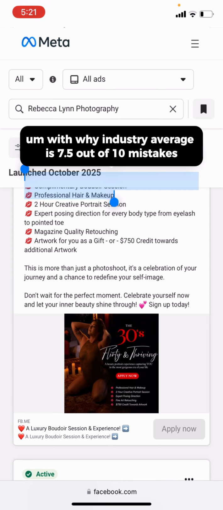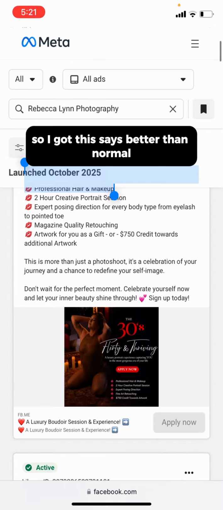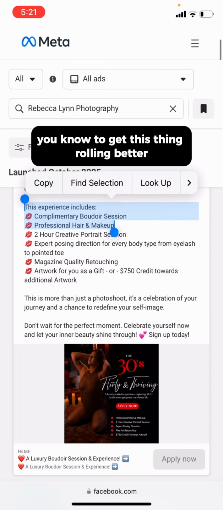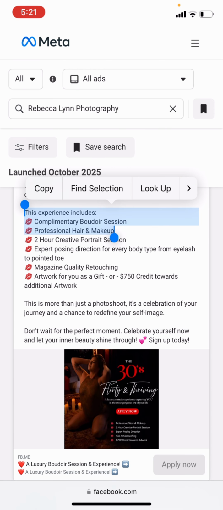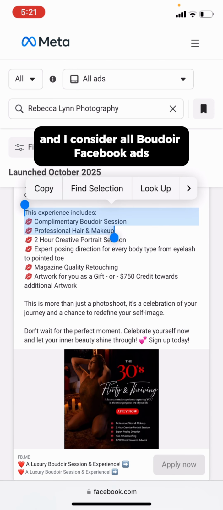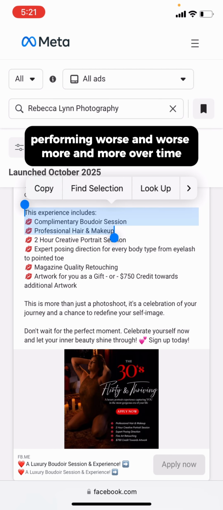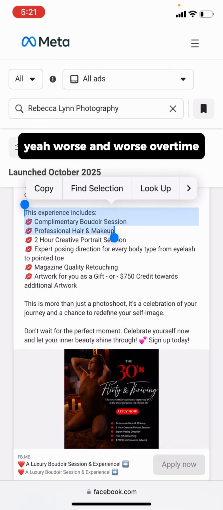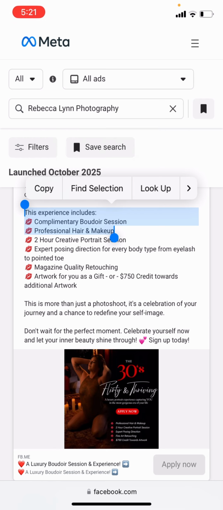Boudoir industry average is 7.5 out of 10 mistakes. So I got this. That's better than normal. We've got some easy fixes to get this thing rolling better. And I consider all Boudoir Facebook ads that have more than 2 out of 10 mistakes to be a breaking down Boudoir Facebook ad. Breaking down, performing worse and worse over time. Same as a car that's performing worse and worse over time. That's a breaking down car.